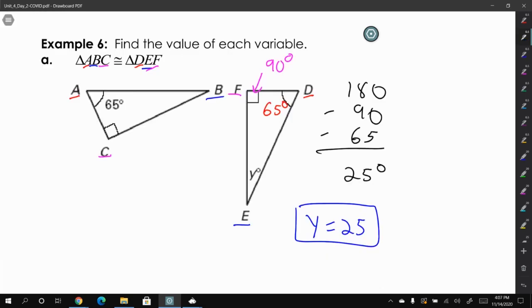Okay, let's look at number 6. Again, I color-coded things, and I got that angle D was also 65 degrees, like angle A was. And remember, the box is 90 degrees, so I know that all 3 angles in a triangle have to add up to 180. So I did 180 minus 90 minus 65 to give me 25.